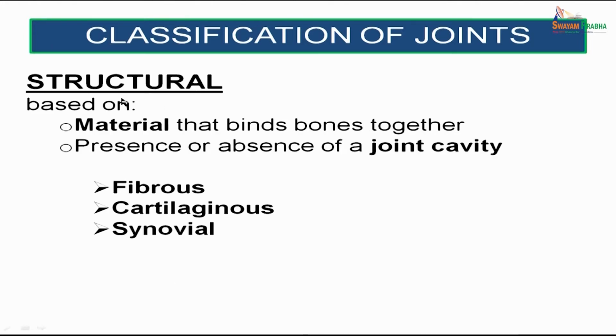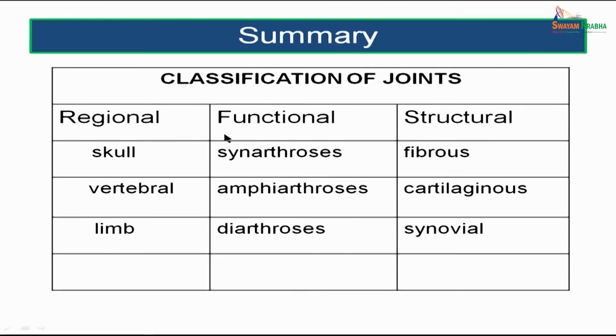The important classification is this one, that is the structural classification based on what material it is that binds the bones together and the presence or absence of a joint cavity. Using this classification, the structural classification, we classify joints as fibrous, cartilaginous and synovial. So, to summarize quickly, regional, functional and structural, these are the three classifications, under which regional we have skull, vertebral and limb joints. Under functional we have synarthrosis, amphiarthrosis, diarthrosis. Under structural we have fibrous, cartilaginous and synovial. Now we will do each one of them in detail.